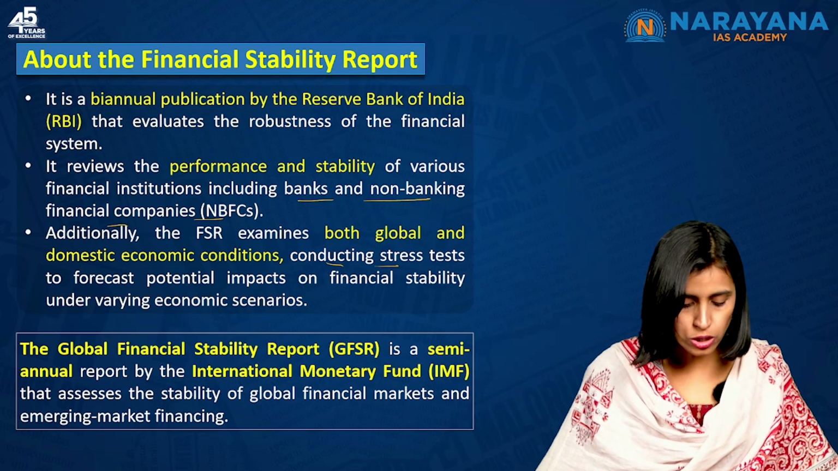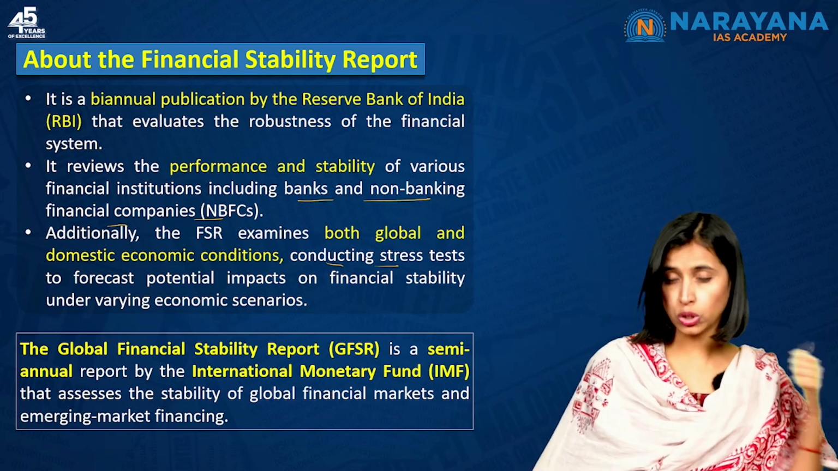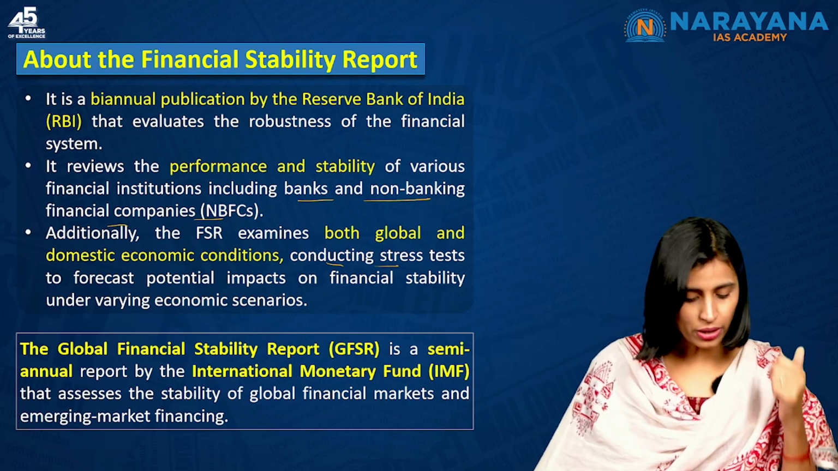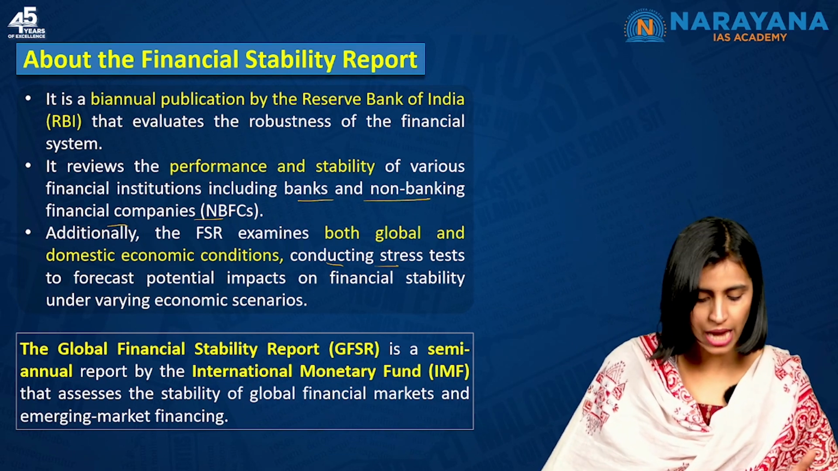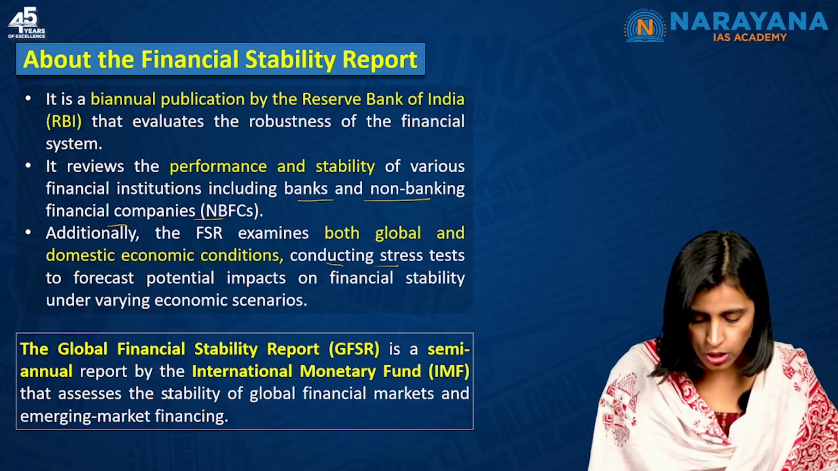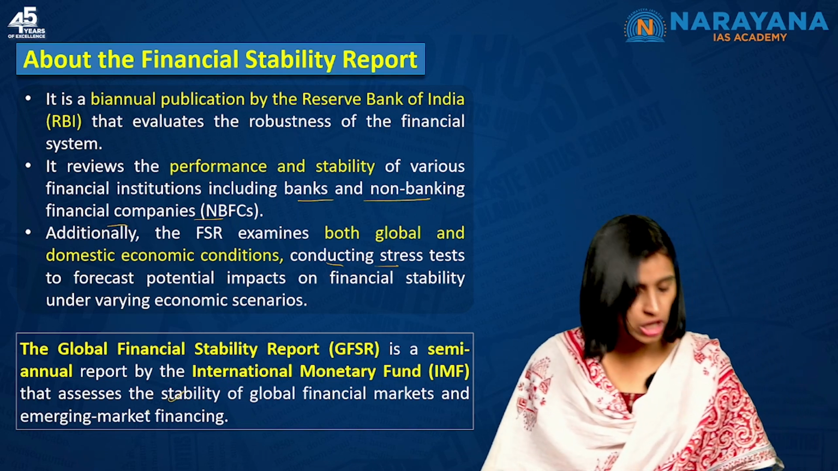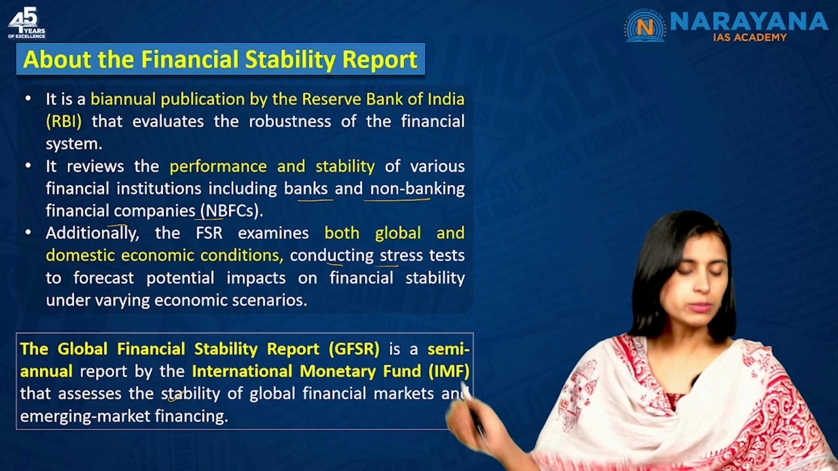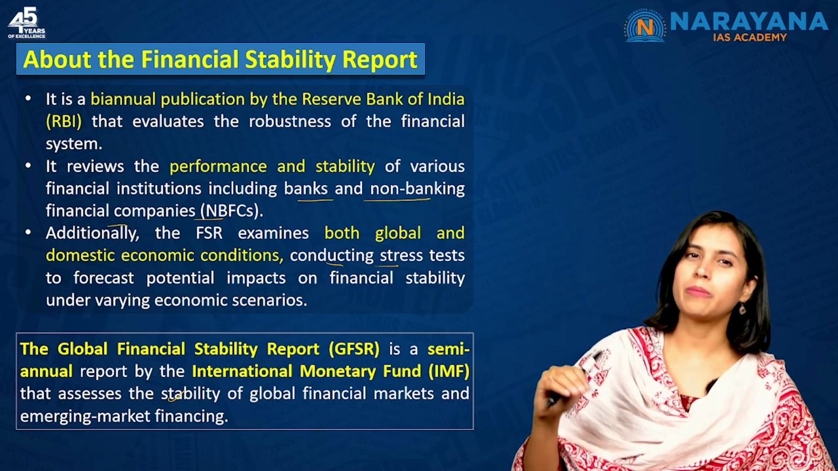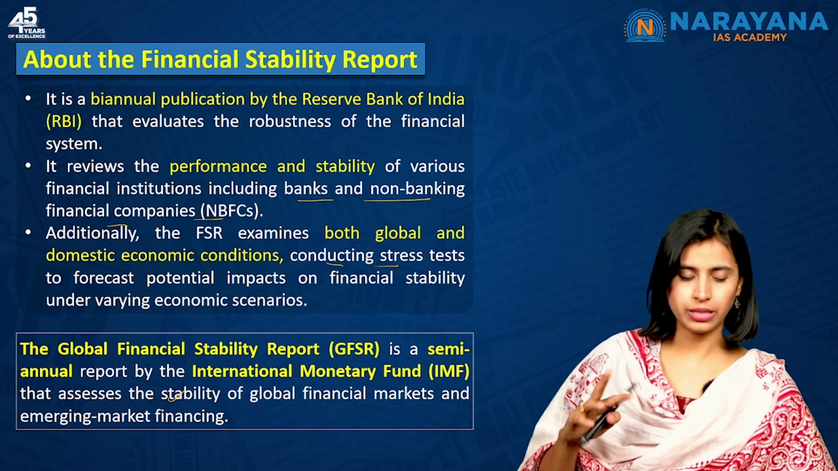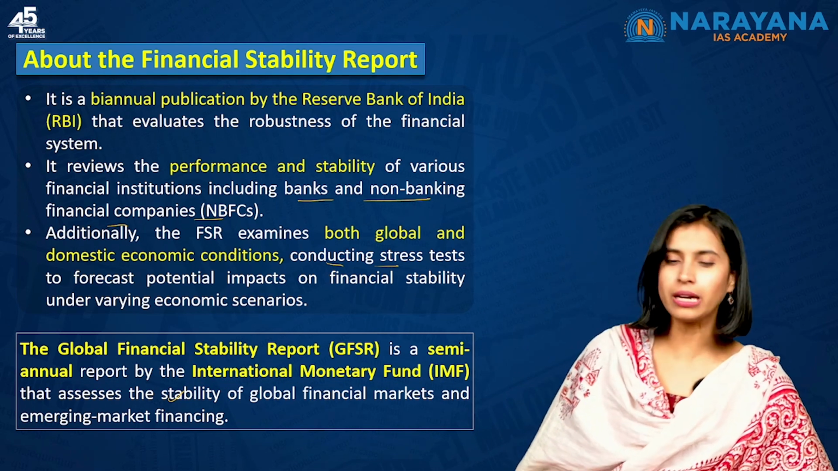Along with that, you should also know the Global Financial Stability Report, the question we asked in the beginning, which is released by the International Monetary Fund, that is the IMF. It is a semi-annual report that assesses the stability of the global financial market and emerging market financing. So the same role is done by the IMF at the global level as is done by RBI at the domestic level, and thus they release two similar kinds of reports.